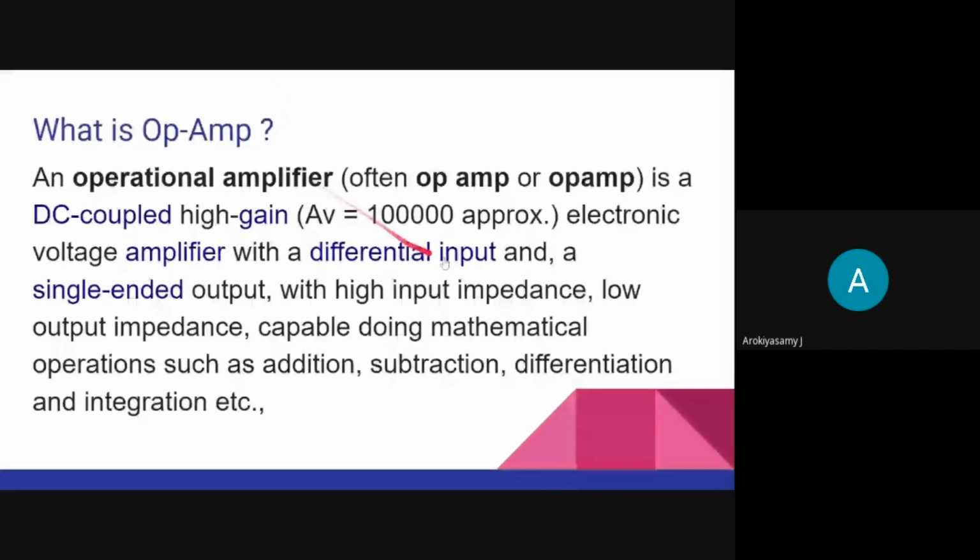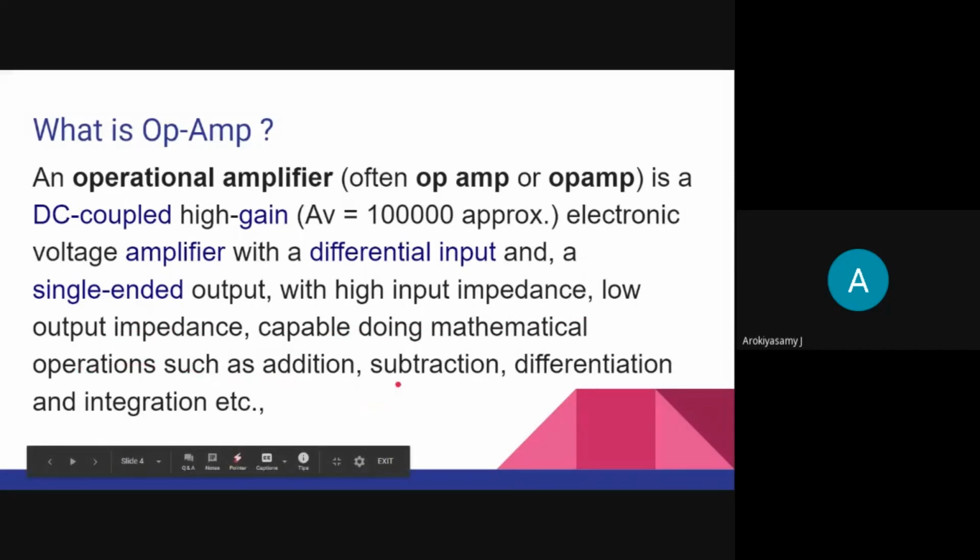So this is the electronic voltage amplifier with a differential input and a single-ended output with a high input impedance. That means the input impedance of the amplifier will be very, very high. Impedance means resistance. High input impedance means very high input resistance. Low output impedance means that at the output side, the resistance of the circuit will be very, very low. Output impedance will be low, input impedance will be high, and the amplifier is capable of doing mathematical operations such as addition, subtraction, differentiation, integration, etc.